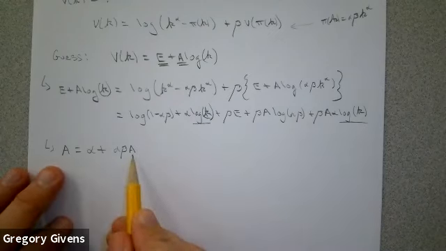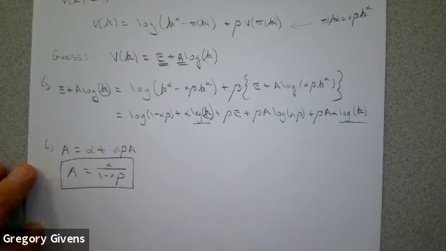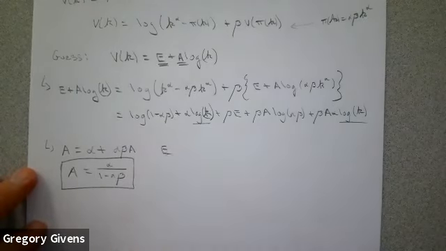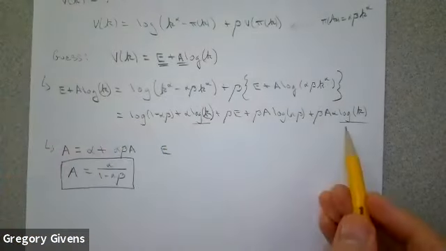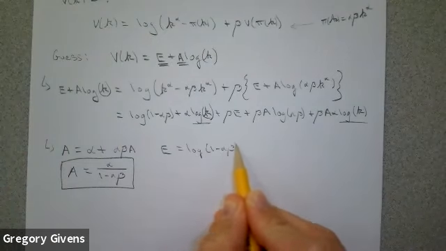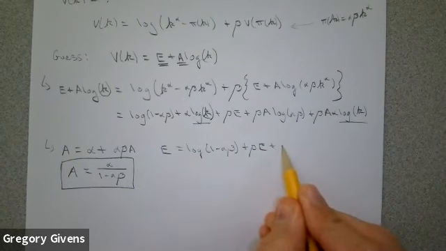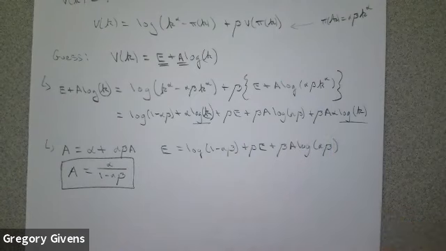Well, we can solve this for A, right? A is equal to alpha divided by 1 minus alpha beta. Well, there's one of them. That's easy to do. And that's actually the more important one. E is just an intercept term, but if you want to solve for it, you can do that. E has to be equal to what? Well, what are the intercept terms on the right-hand side? Log of 1 minus alpha beta plus beta E plus beta A times the log of alpha beta.